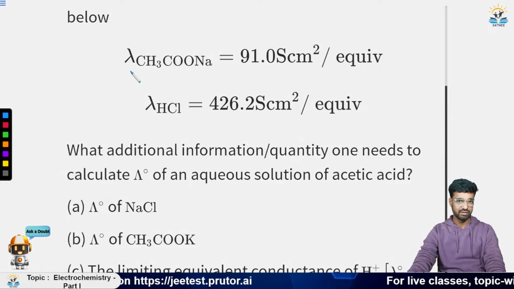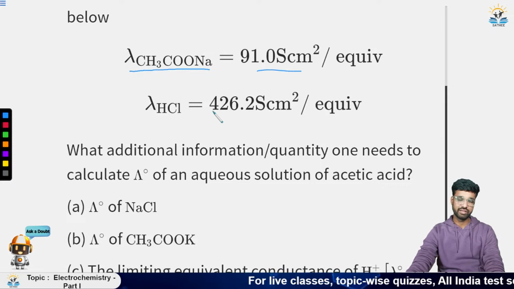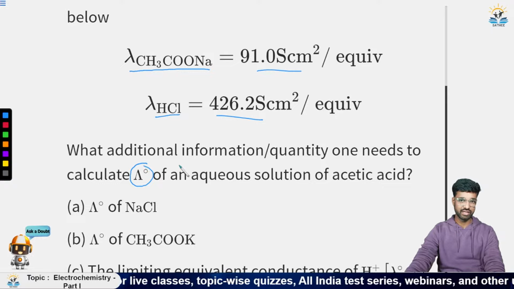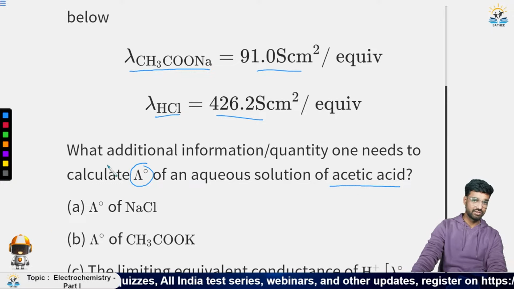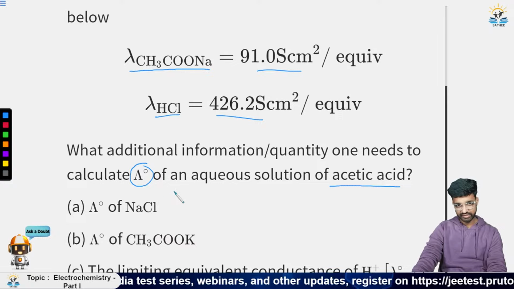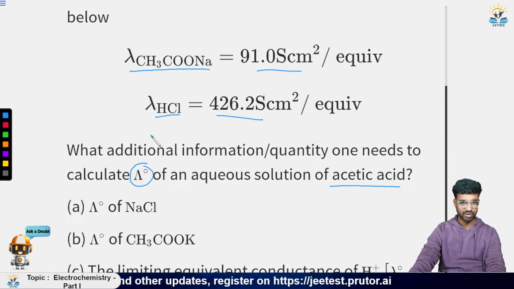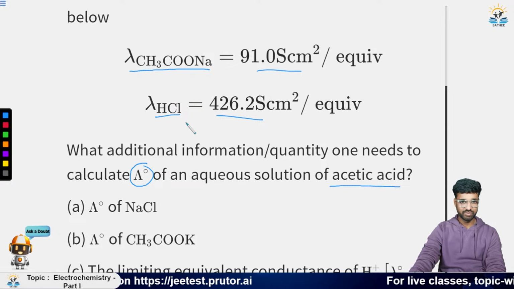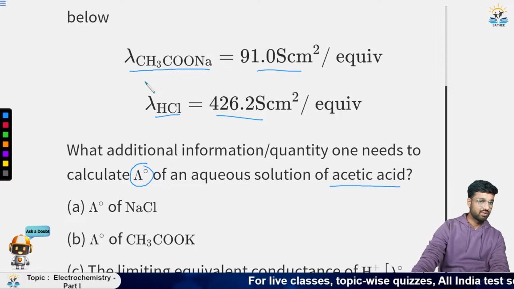It is given for CH3COONa, and for this solution it is given, and we have to find it for acetic acid. The question is asking what extra information we should have so that we can calculate it for acetic acid. We cannot calculate it simply by using these two, so let us see what happens.